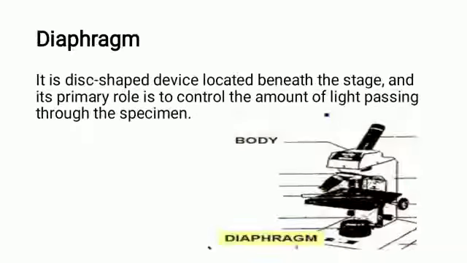Next we have the diaphragm. It is a disc-shaped device located beneath the stage, and its role is to control the amount of light passing through the specimen. It will control the adequate amount of light.